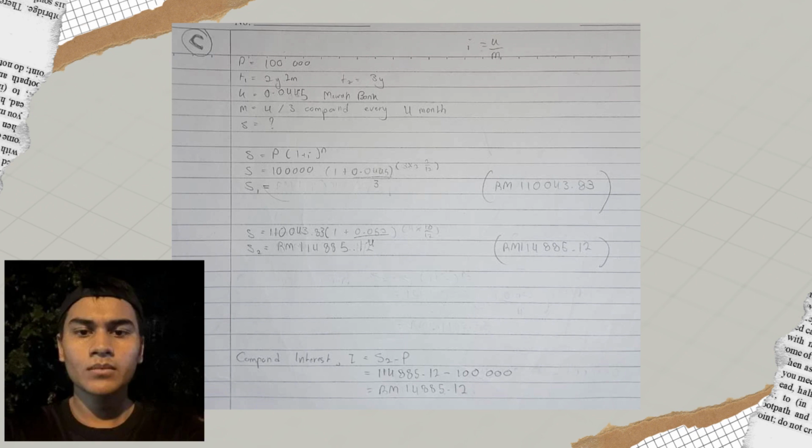Based on this question, we need to find S. S means future value. We need to use this formula. S equal to P, open bracket, 1 plus I, close bracket, and power of N. After that, we just replace with number that I just listed in formula. So S still the same.